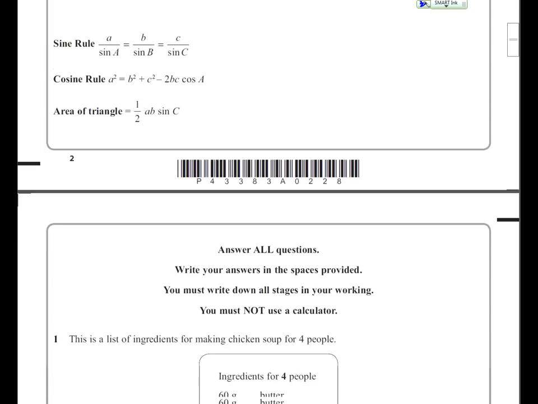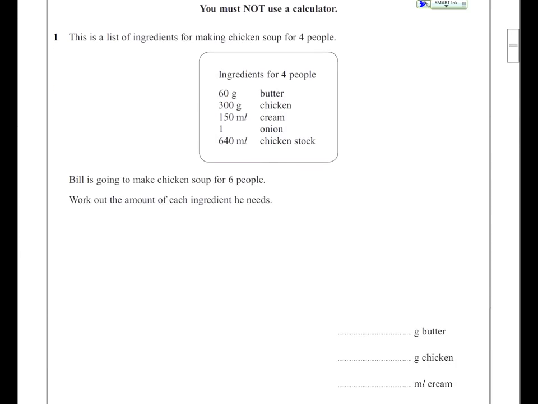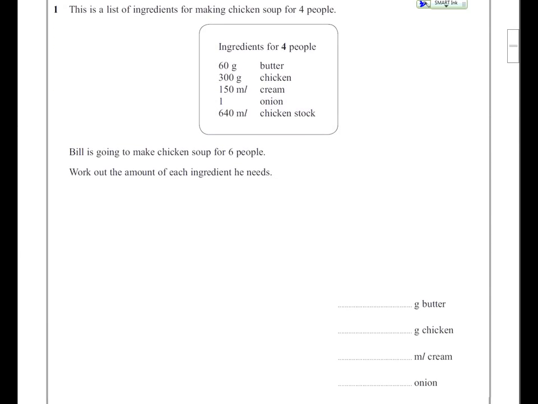There's your formula page. Question 1. This is a list of ingredients for making chicken soup for 4 people. You might not always want to make chicken soup for 4 people, even though it tells you on the label how to do it, or in your recipe how to do it. And Bill is one of these people who wants to make it for more than 4. He wants to make the soup for 6 people. Work out the amount of ingredients he needs, each ingredient.